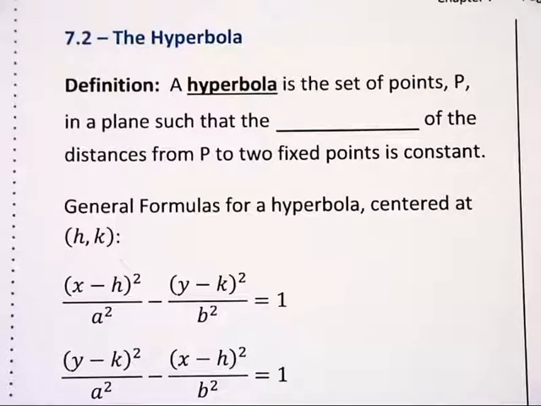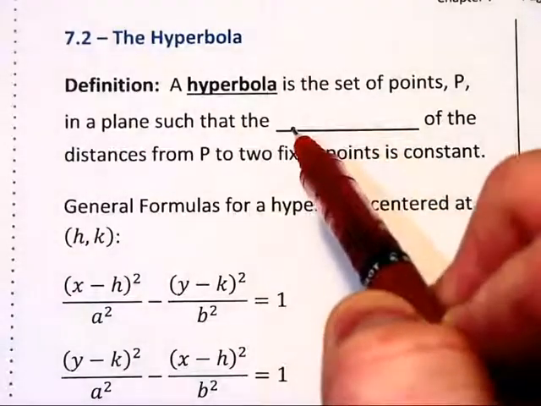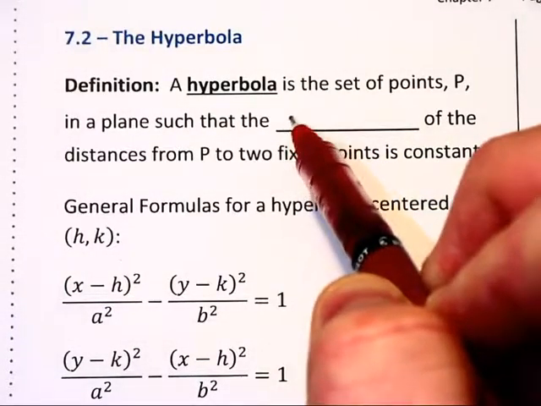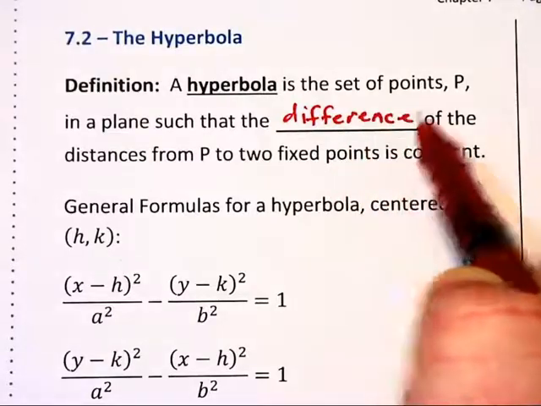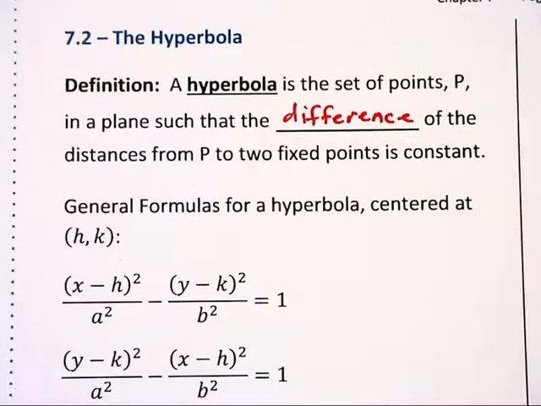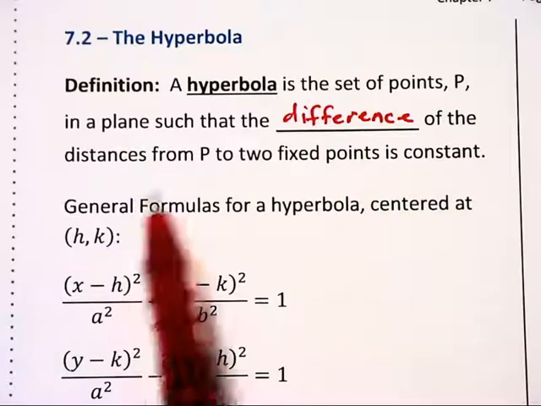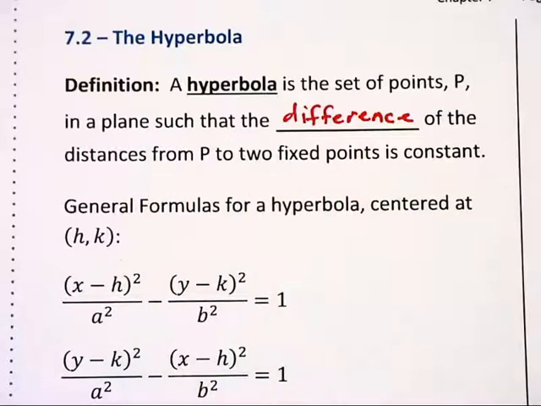The definition of a hyperbola is very similar to that of an ellipse, except that we're going to change the word sum for difference. It's the set of points P in a plane such that the difference of the distances from P to two fixed focal points is constant, rather than their sum.